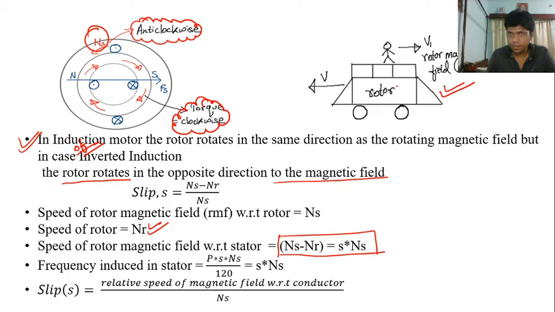This is the car, in which one boy is standing on the roof of the car. The car itself is considered as a rotor, and the boy who is standing on the roof of the car is considered as the rotor magnetic field. And the ground, from where the car is moving, is considered as the stator.